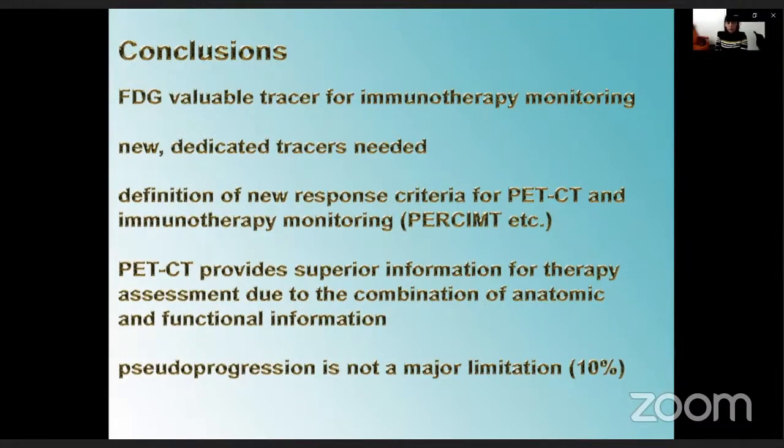And overall, it is known that PET-CT provides superior information due to the combination of anatomic and functional information. So it's better to perform a PET-CT than to perform just a diagnostic CT or a diagnostic MRI alone. Pseudo progression is a limitation, but it is not a major limitation. It's less than 10% in the literature. So this means that we can use FDG, and we have to be careful about pseudo progression and about unspecific reaction due to immune-related adverse effects.